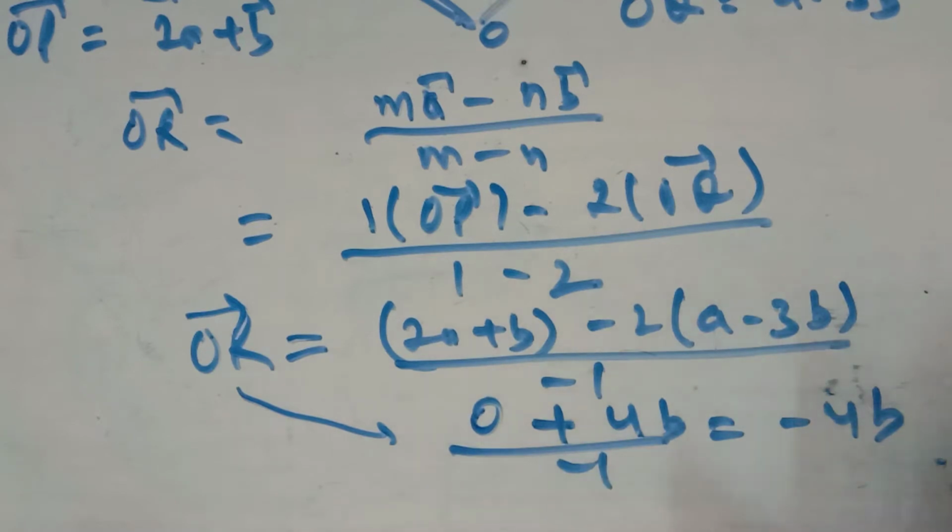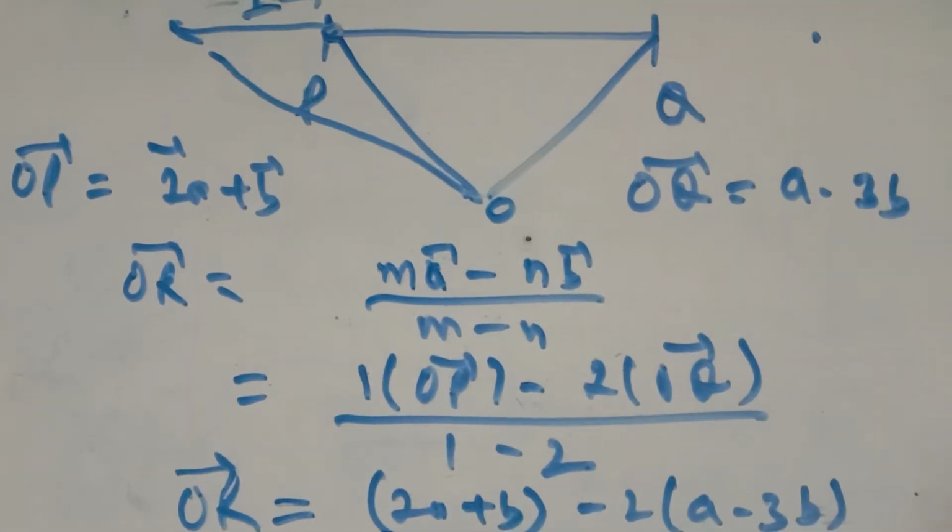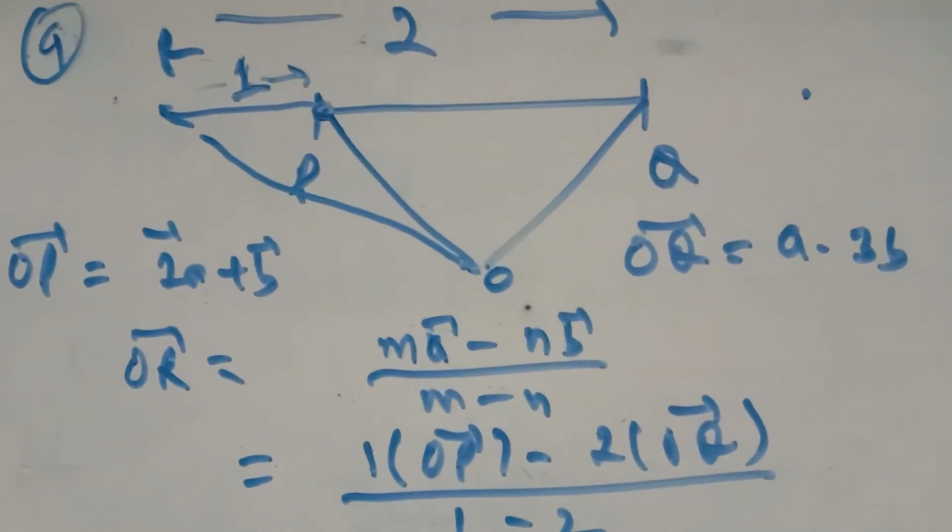Also, you have to show that P is the midpoint of RQ. First of all, let us see whether the calculation we have done is wrong or correct.